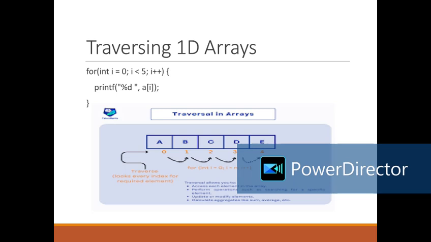Inside the loop, you might want to print each element using printf or perform calculations such as summing the values. Traversing arrays is essential for tasks like searching, sorting, and performing aggregate operations. The index variable in the loop serves as a pointer to the current element being accessed. Efficient traversal ensures that every element is used or evaluated as needed, and it also helps in debugging or validating the data stored in the array.